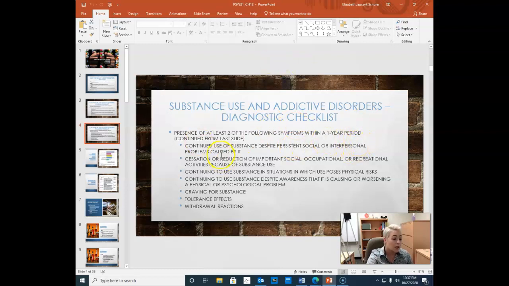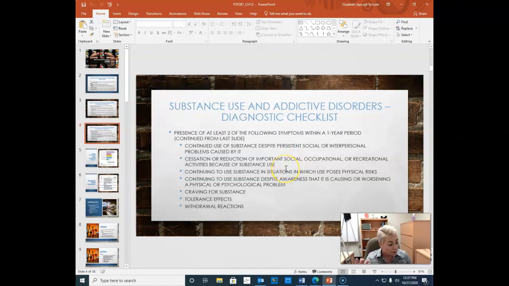Okay, so this is continuing the previous list. So there's a lot of criteria you see. So someone you know may fit this, and it's a very difficult conversation to have. I will be honest, it's not easy. Continued use of substance despite persistent social or interpersonal problems caused by it. Cessation or reduction of important social, occupational, or recreational activities because of substance abuse.